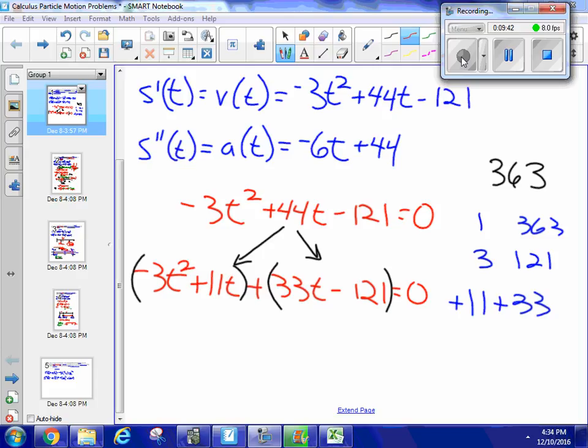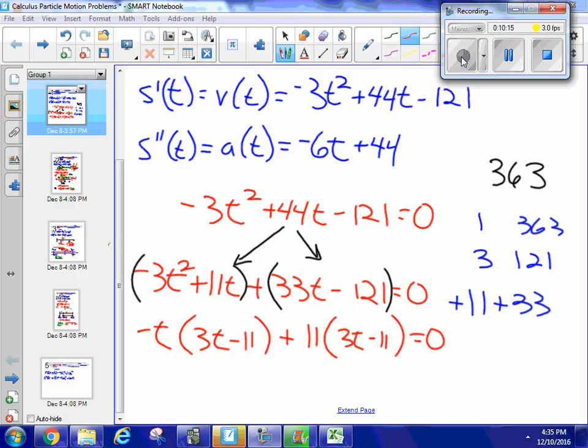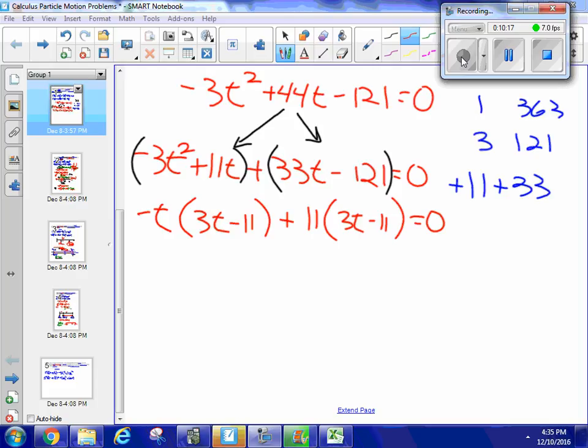And in this first group, all I can pull out is a negative t. So I'm going to take out negative t, and I'll wind up with 3t minus 11 plus. Well, over here, it looks like I can pull out an 11. So I take out an 11, and I get 3t minus 11. That's good. It better work that way. Equals 0.